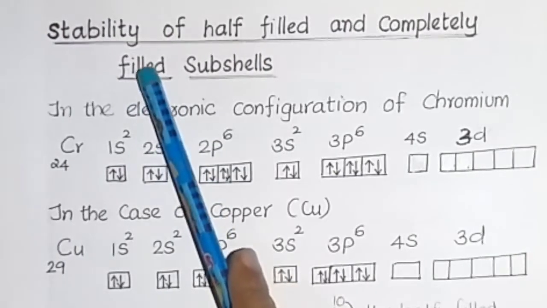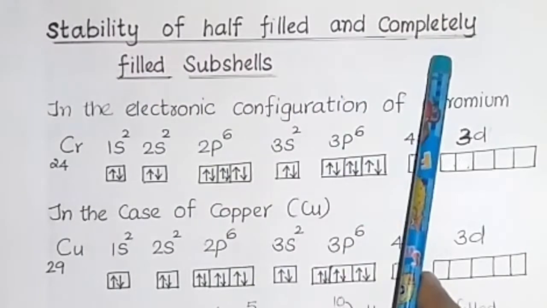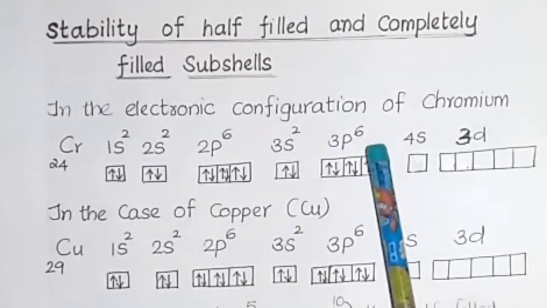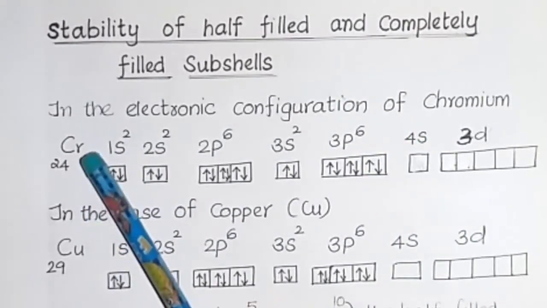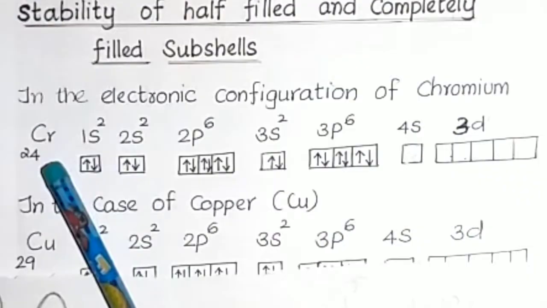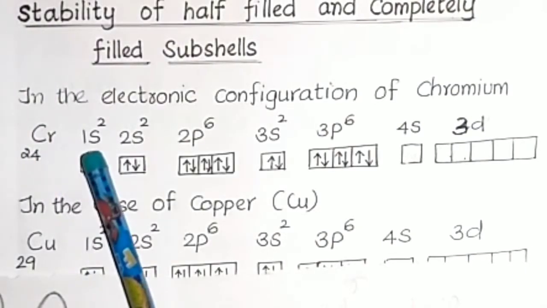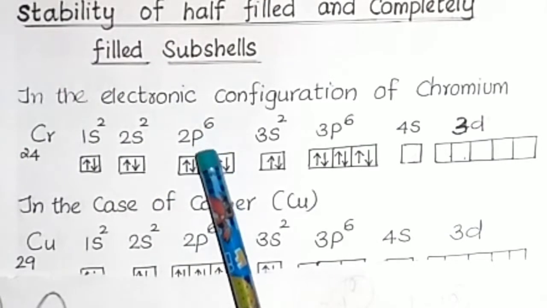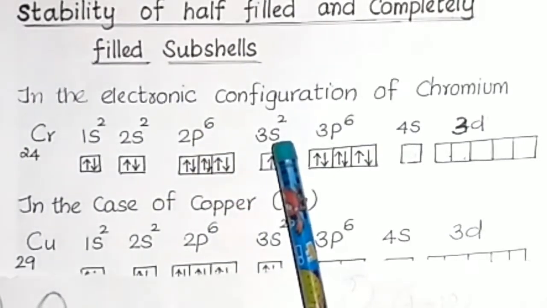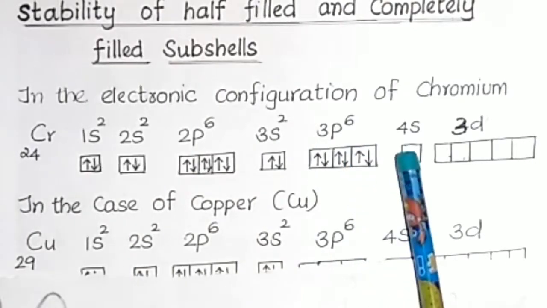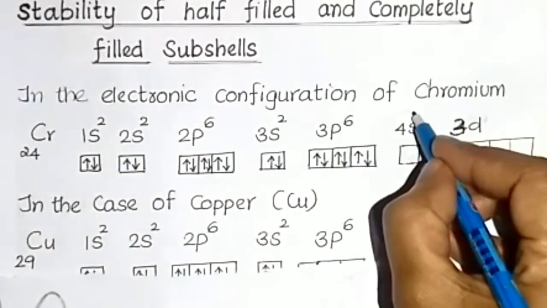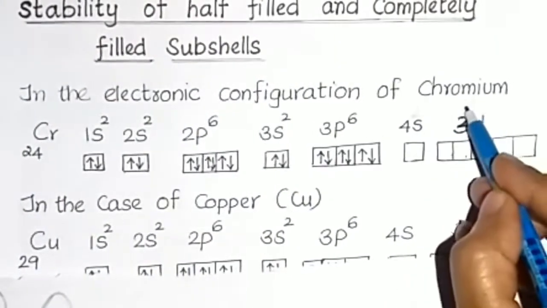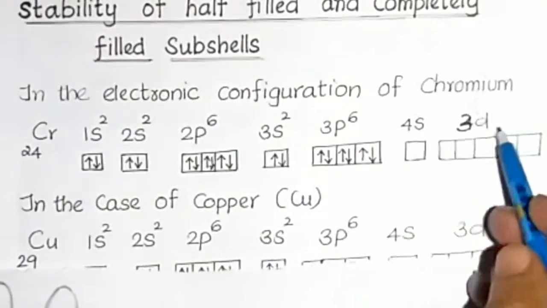Next our portion is the stability of half-filled and completely filled subshells. In the electronic configuration of chromium, atomic number 24, the electronic configuration is 1s2, then 2s2, then 2p6, then 3s2, then 3p6, then 4s. In the 4s s orbital maximum 2 electrons are accommodated, then goes to 3d. In 3d, the remaining 4 electrons are accommodated in this 3d level.